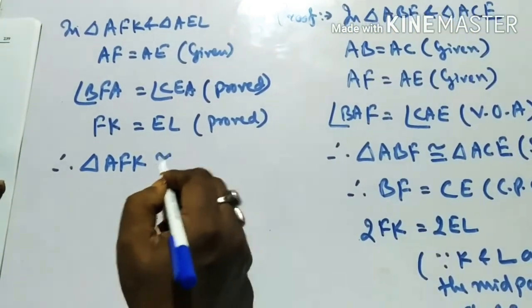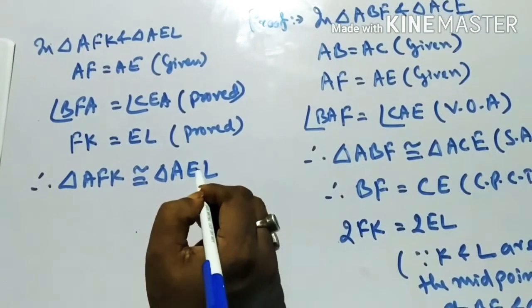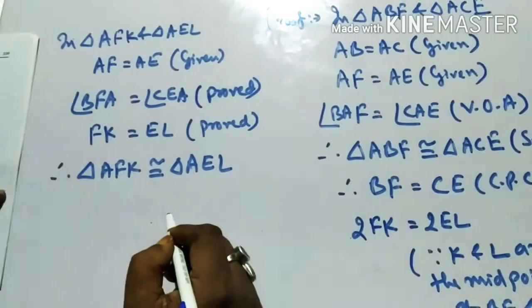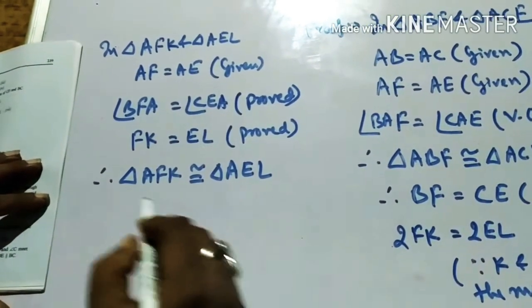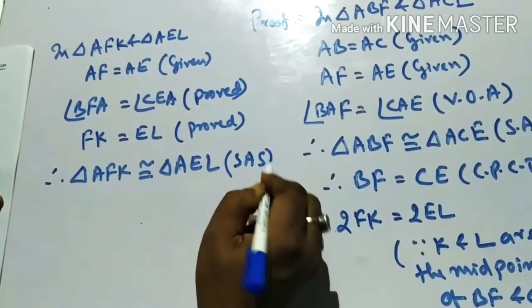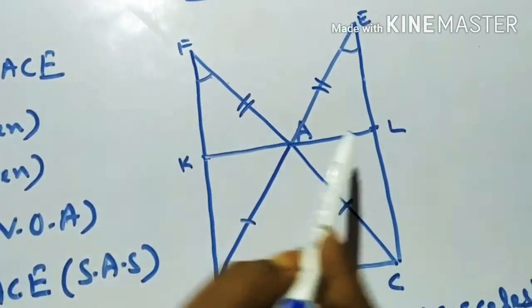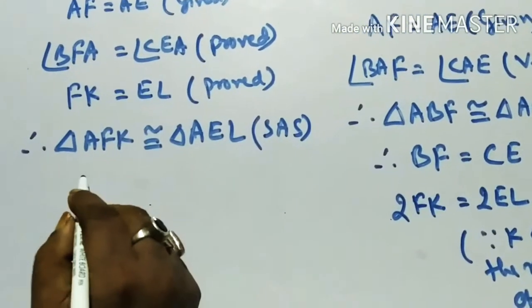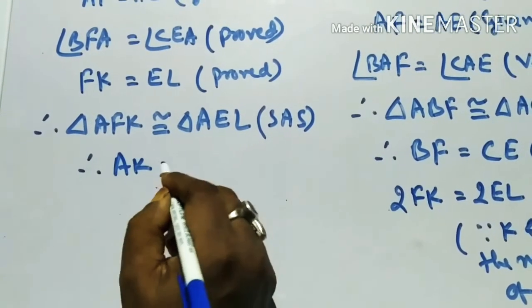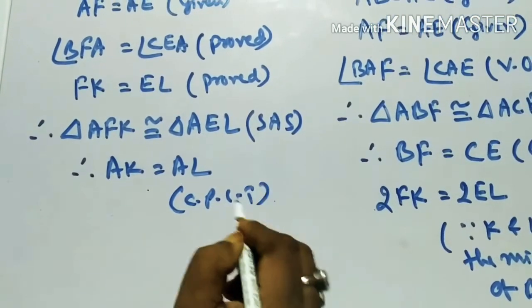So, therefore, triangle AFK is congruent to triangle AEL by SAS. Therefore, AK is equal to AL, CPCT. Proved.